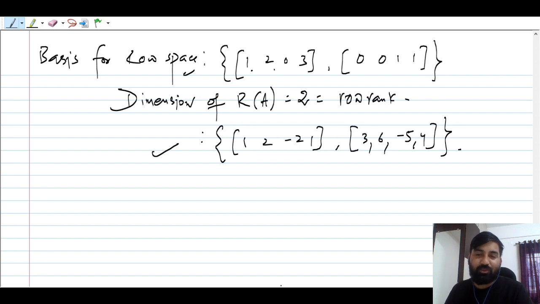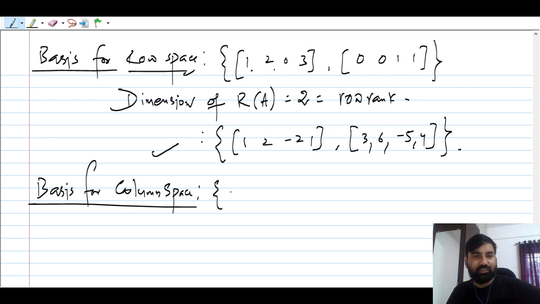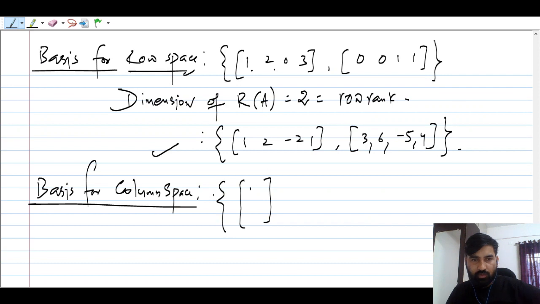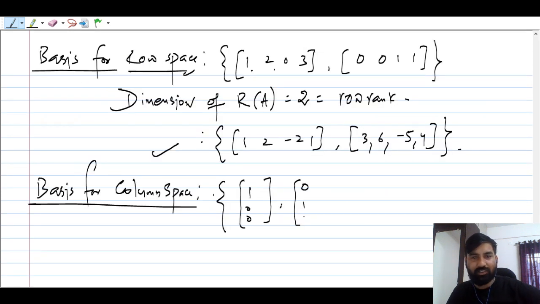So let me talk about the basis for column space. Basis for column space is going to be what? Basis for column space is again a set only. So here you have to write the column vectors, right? So you can write here the column vectors. The first column vector that we are going to have is this 1 0 0, and the second column vector that you can have is this 0 1 0. Now look here, the benefits of applying back elimination.